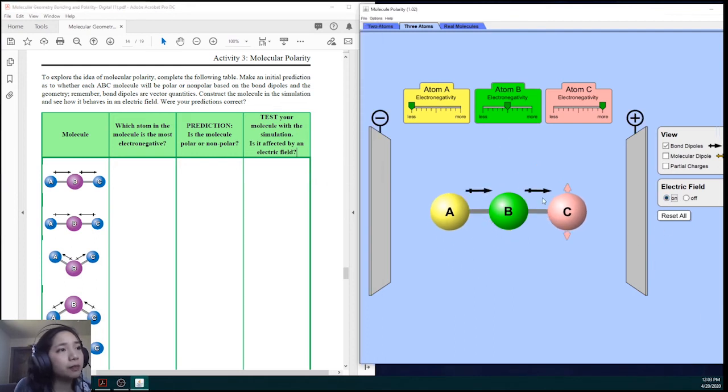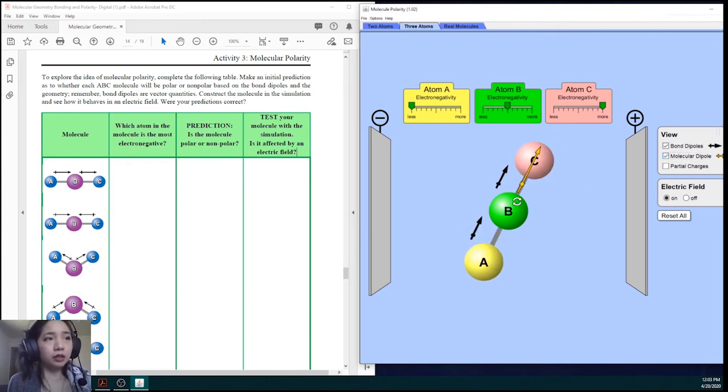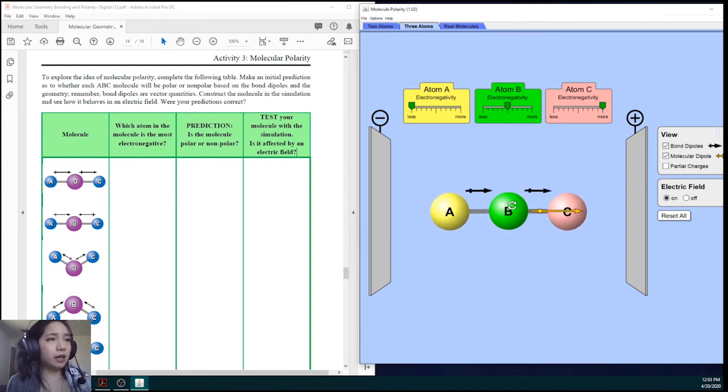So let's turn that on. Yep, look at that. And here are the individual bond dipoles. You can also draw the sum of all those bond dipoles, which will give you the molecular dipole. And it tells you the same thing, that these two arrows don't cancel each other out. And then overall, the molecule has one big dipole arrow. Okay, let's do the next one.